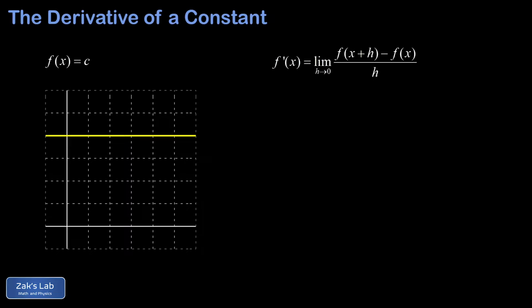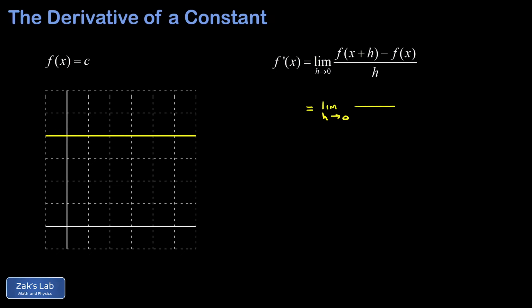The limit as h goes to 0 of f of x plus h minus f of x all divided by h. And I'll post a link to the video where this was first derived by looking at the slopes of secant lines on an interval whose width was shrinking. So now all we have to do is evaluate this limit for the specific function that we're looking at, which is f of x equals c, this constant function.